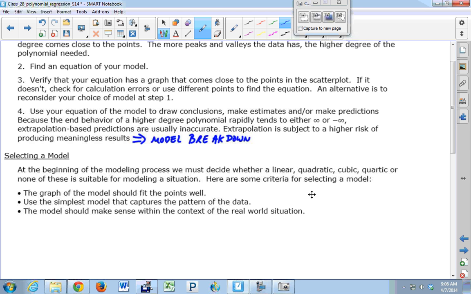The graph of the model should fit the points well. So whatever graph you choose, it should fit it well. And that's where you look at your R-square value. Okay? Use the simplest model that captures the pattern of the data.